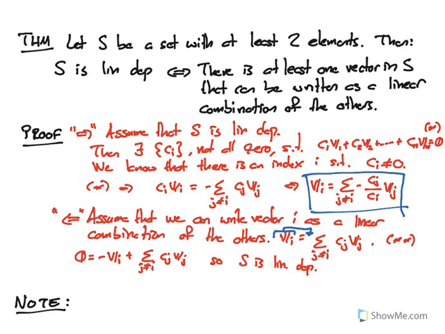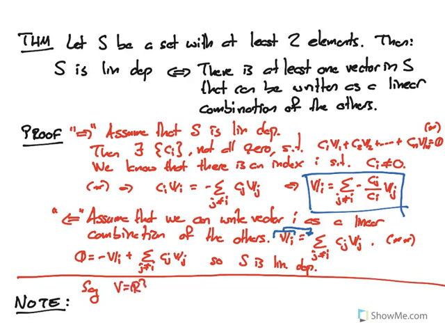Now, you have to be a little bit careful about this statement, that you cannot identify in advance. I cannot say that I can necessarily write V1 as a linear combination of the others. There might be something that sticks out. So this is important. Let's make clear this is not part of the proof.